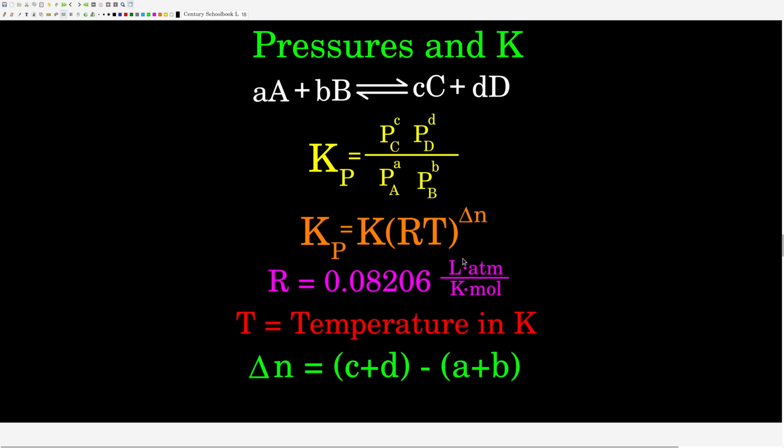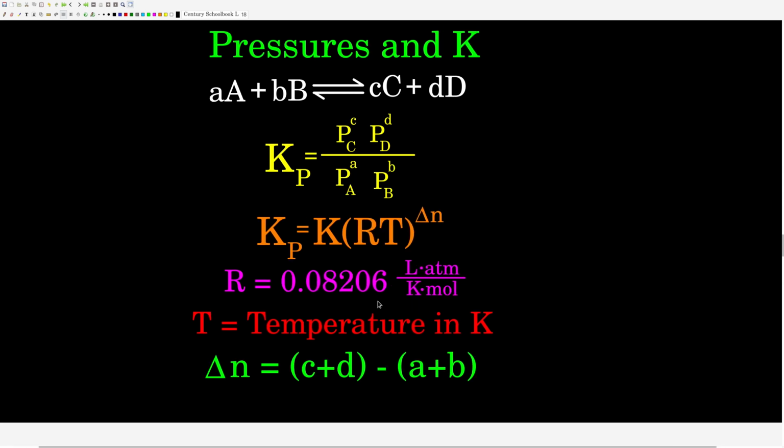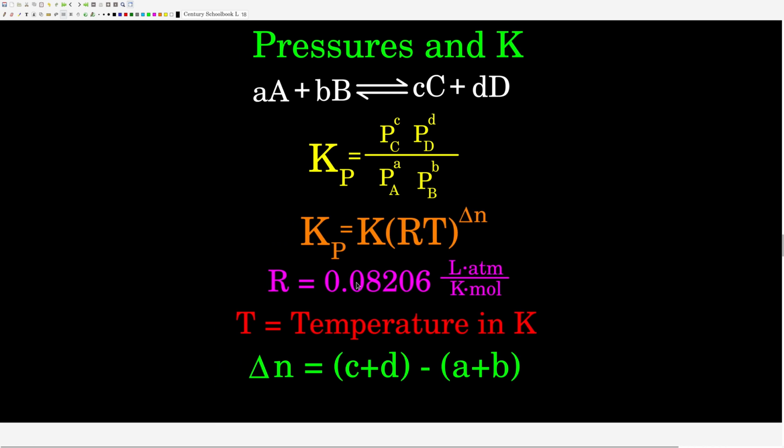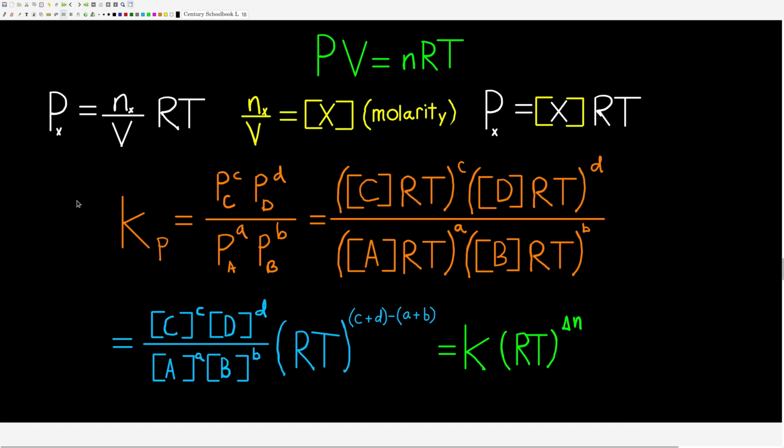And delta N here is the change in the number of gaseous products and reactants. So if these are all gases, it's going to be the coefficient C plus the coefficient D, all the number of moles of gaseous products, minus the number of moles of gaseous reactants, A plus B. These are for the gases only. So here's why that relationship is true.